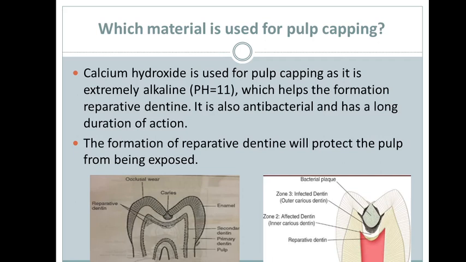I hope you're fine. Today we're going to talk about materials that are used for pulp capping and materials that are used for deep cavities. So today we're going to talk about calcium hydroxide, which is a good liner and is also used for pulp capping. It is extremely alkaline and its pH is 11, which helps in the formation of reparative dentine. It is also antibacterial and has a long duration of action. The formation of reparative dentine will protect the pulp from being exposed.